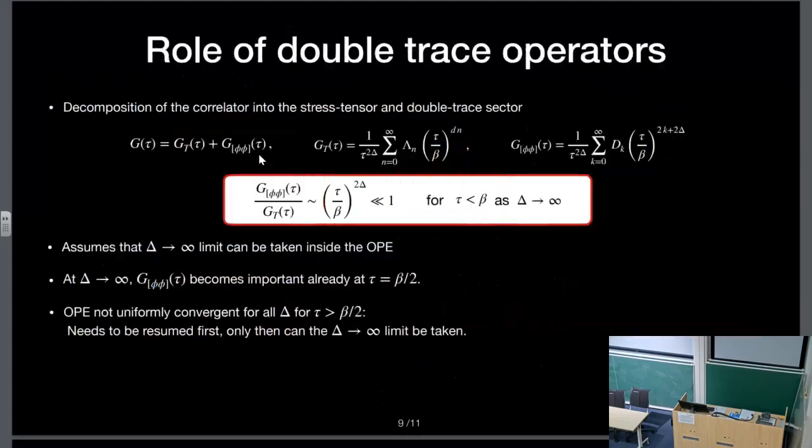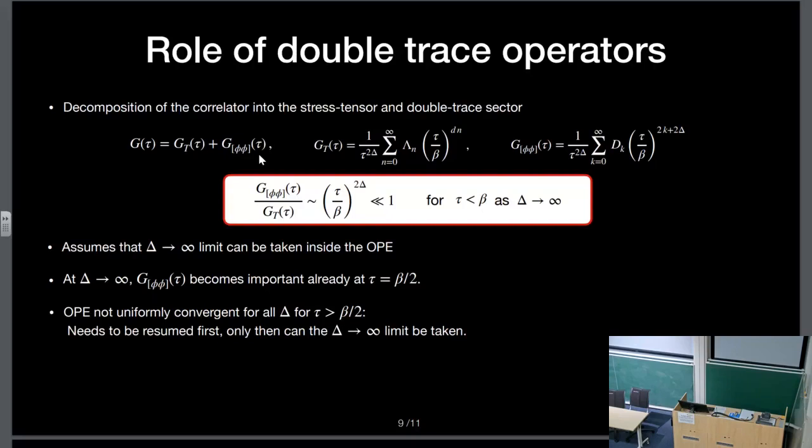This actually allows us to say something about the double traces, even though we cannot calculate anything. Namely, if I take the decomposition and just take the ratio of double traces and stress tensors, I get this leading factor. So if delta goes to infinity, for any tau smaller than beta, I would just say that this vanishes. So double traces, in principle, at large delta limit should not be important at any value of tau. But as we saw before, there is a branch point at tau equal to beta over 2. So there should be something different happening. So this cannot be true.